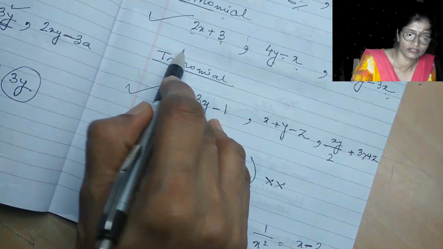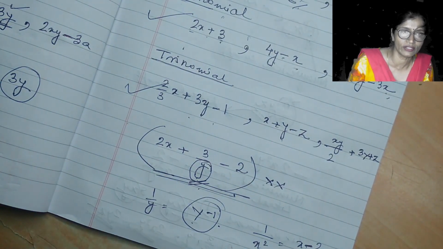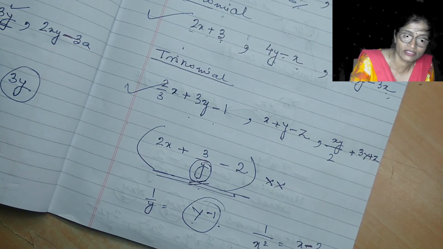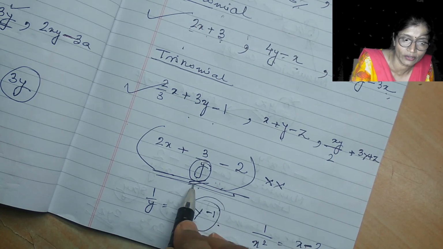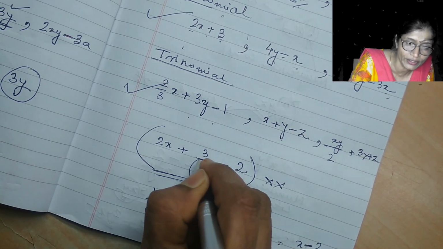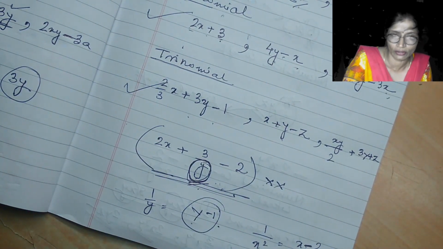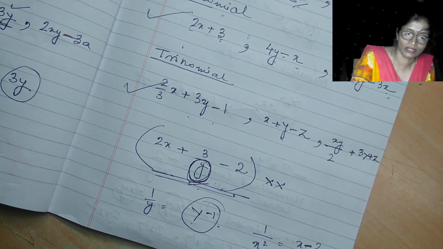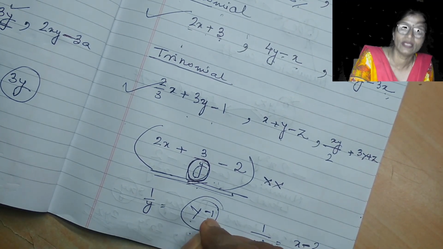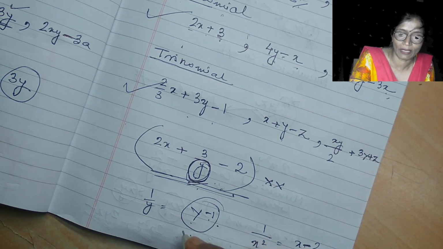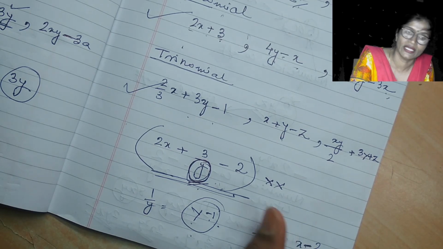This is a polynomial, this is also a polynomial. Two or more than two terms, that is a polynomial. But this is not a polynomial. Why is this not a polynomial? Because if a variable is in the denominator, then the full expression is not a polynomial. The variable power will never be negative. When the power of a variable is negative, then it is not a polynomial.